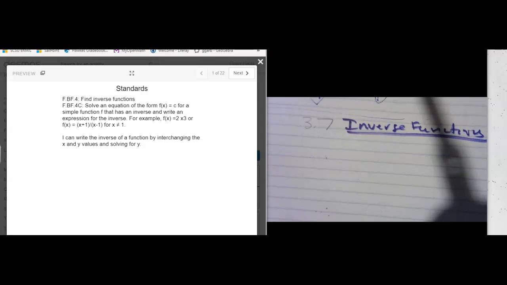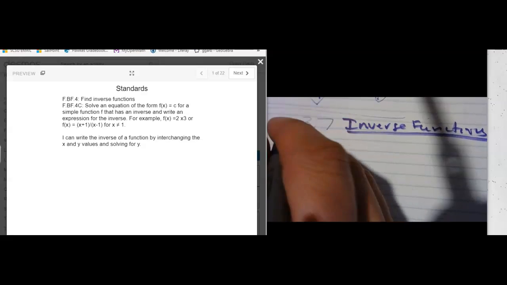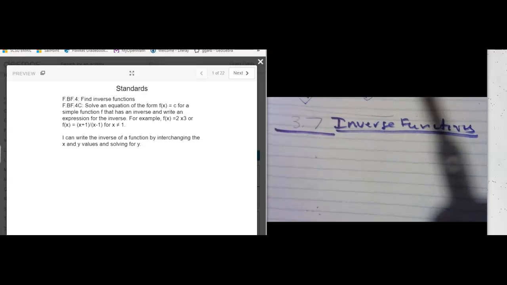Hey, Mr. Garb here, with a little introduction to section 3.7, which is inverse functions. So I thought I'd do that via Desmos first, and then maybe go into my open math questions.